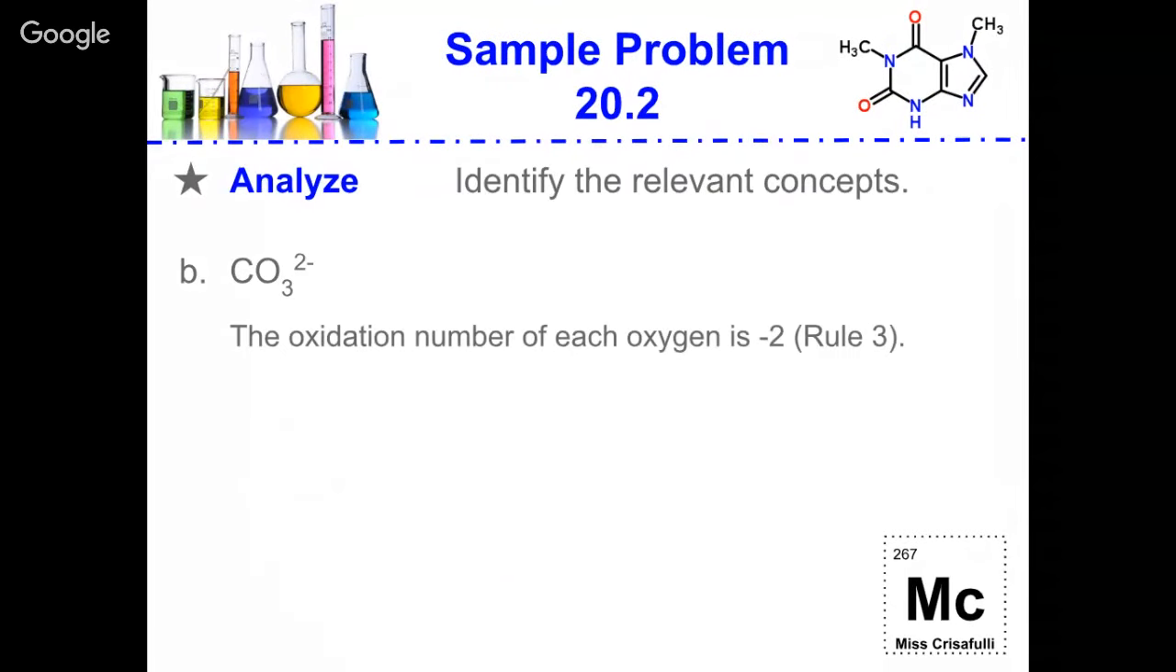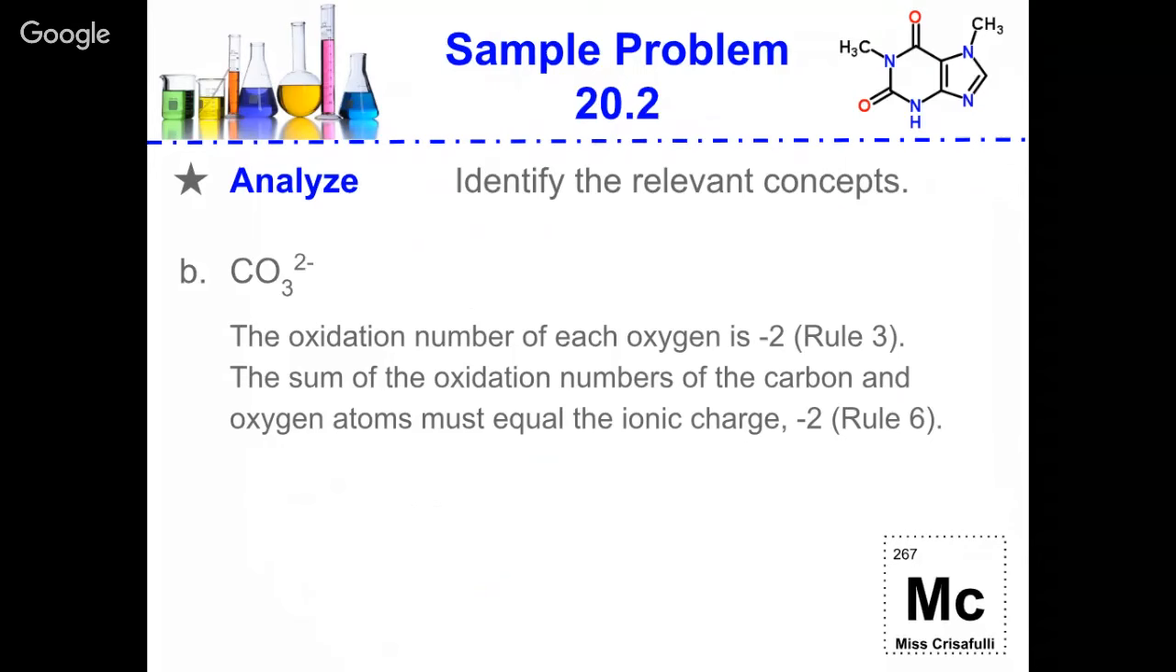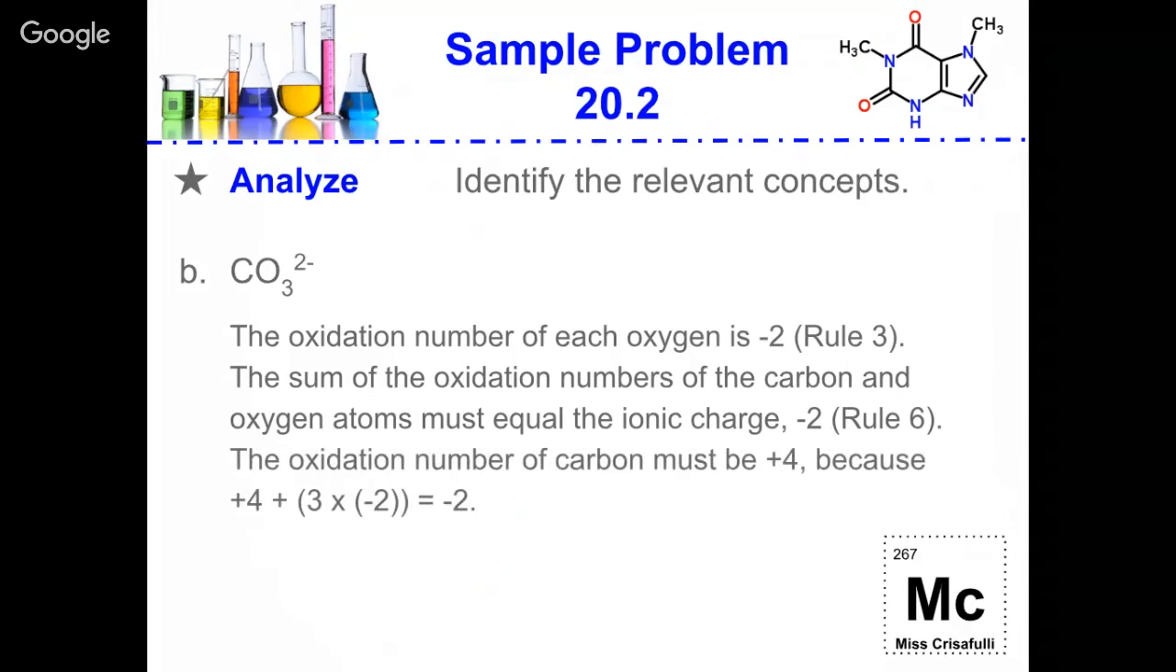Let's look at the second one. The oxidation number of each oxygen is going to be -2 in this carbonate ion. The sum of the oxidation numbers for carbon and oxygen needs to equal the ion charge, which is -2. And then the oxidation number for carbon needs to be +4, because if carbon is +4 and we have 3 -2s for each oxygen, that will equal an overall charge of -2. So let's look at this. I have an overall charge of -2. Each oxygen is -2. Carbon has to be +4.